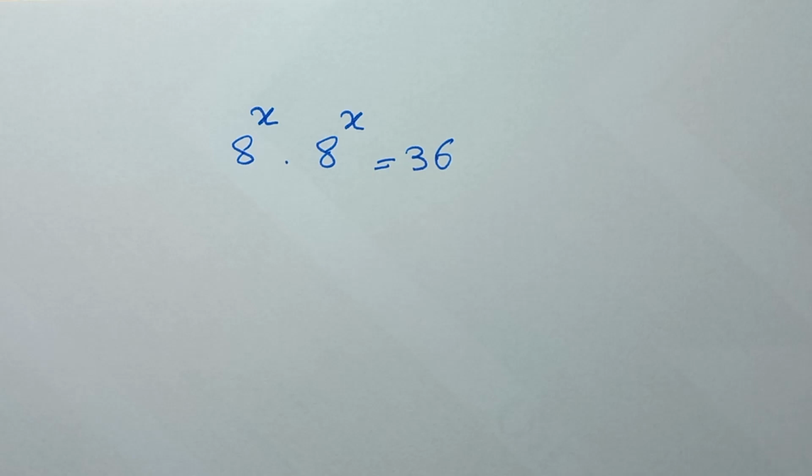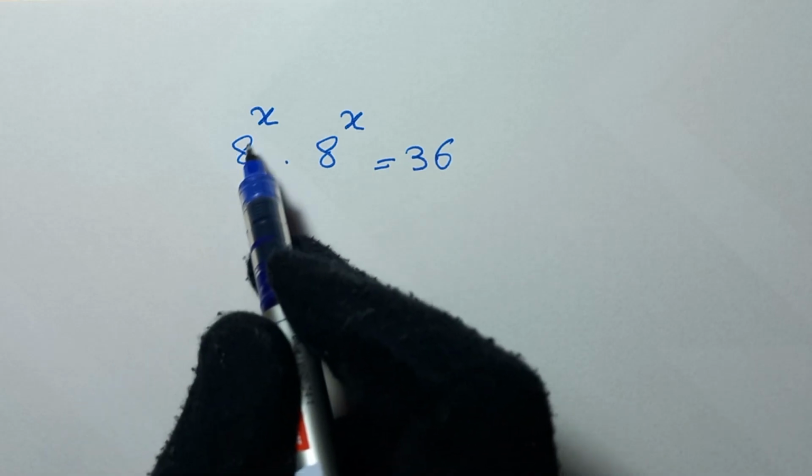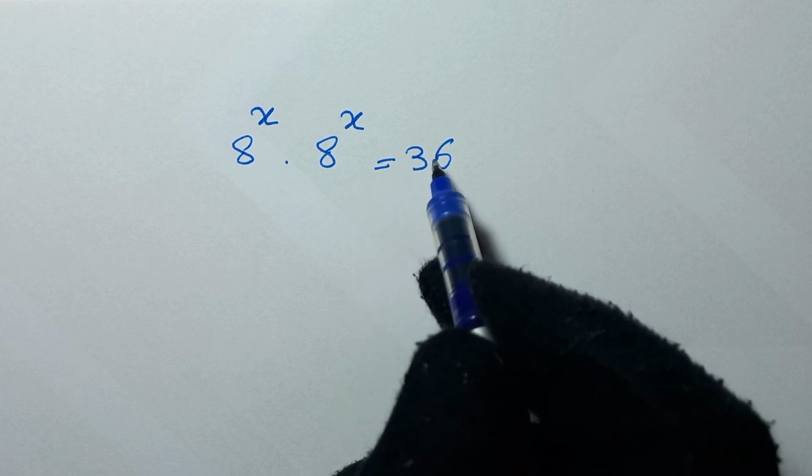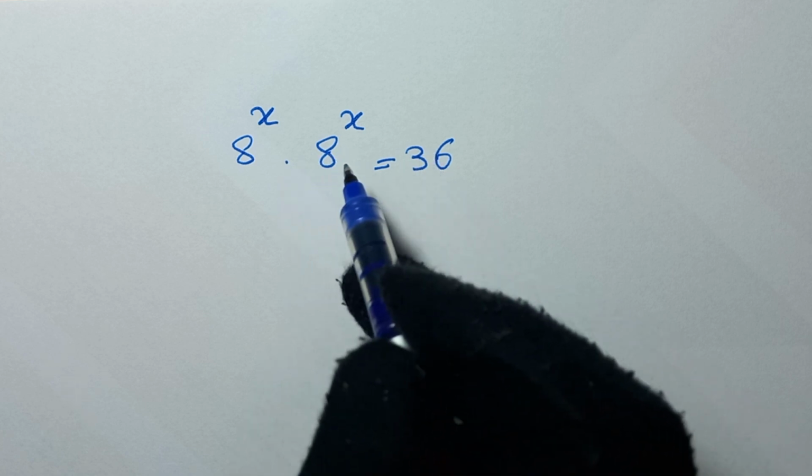Hello my friends, you're welcome to solve this last problem, which is 8 to the power of x times 8 to the power of x is equal to 36, to find the value of x.